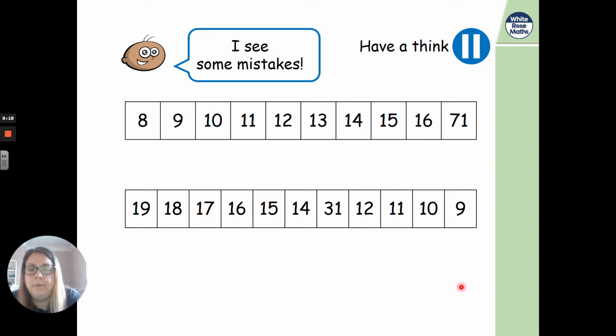So what I want you to do is go along the number track. There's a mistake on this one and there's a mistake on this one. So go along the number track, going forwards and backwards. Pause the video and spot the mistakes.